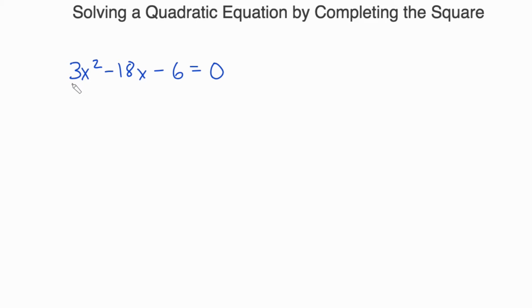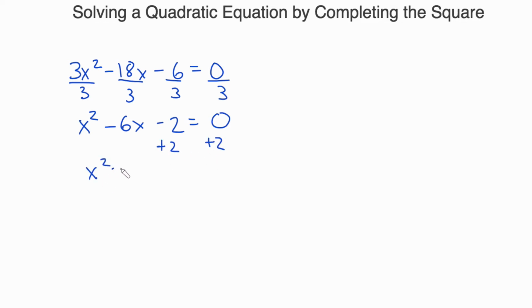So what we'll do is try to eliminate that, and we'll do that by dividing everything by 3. So we'll divide everything on this side by 3, and everything on this side by 3. So we'll get x squared minus 6x minus 2 equals 0 divided by 3 is just 0. That doesn't change. Great, so that was our first step. Our second step is to move this constant term to the other side. So we'll add 2 to both sides of the equation and get x squared minus 6x equals 2.